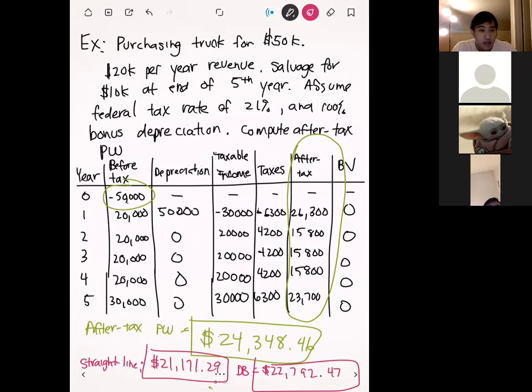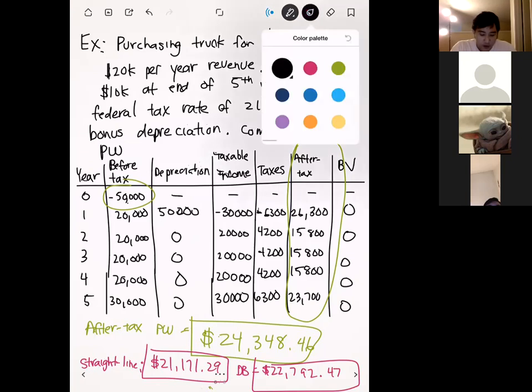So how did I get the after-tax for row one again? For row one, I took the before-tax cash flow, which was the $20,000, and I added the tax credit that we got. Because our taxes were negative in that first year, the after-tax cash flow is the amount of revenue that we got, plus the tax credit, which was $6,300. And so that's $26,300.